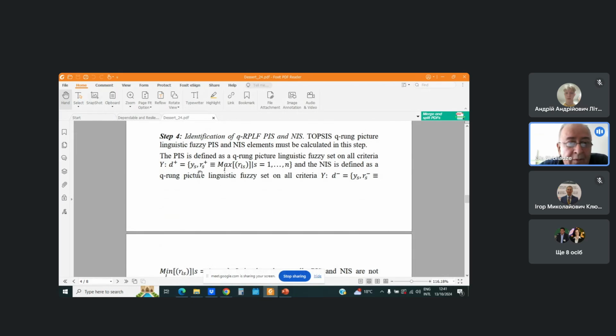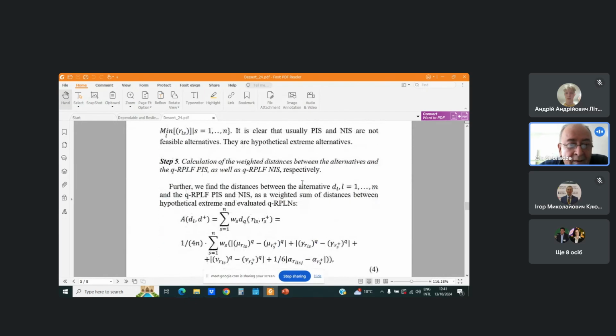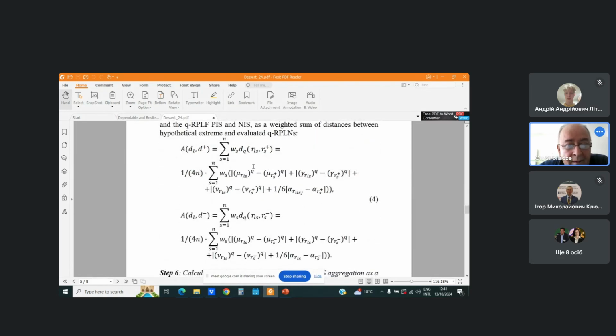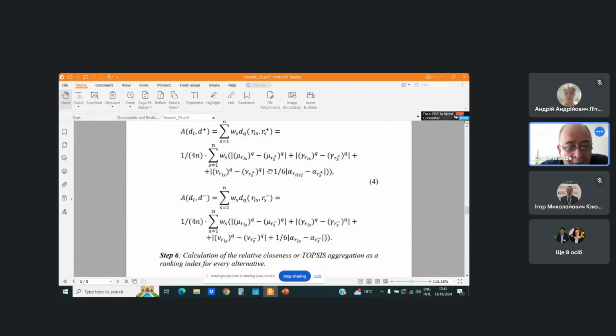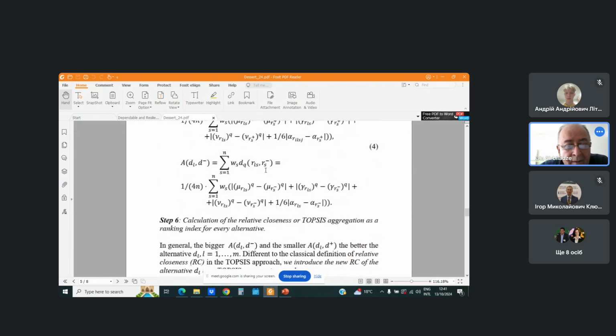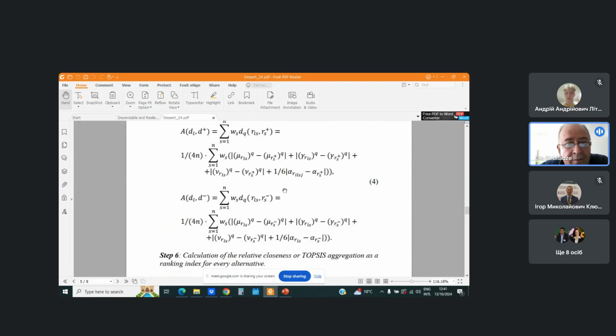We do it by choosing in the proper columns the maximal values and minimal values. And here are D plus and D minus. In the next step, we have to calculate the weighted distances between the alternatives and the positive and negative ideal solutions, respectively. So this is done by proper formulas.